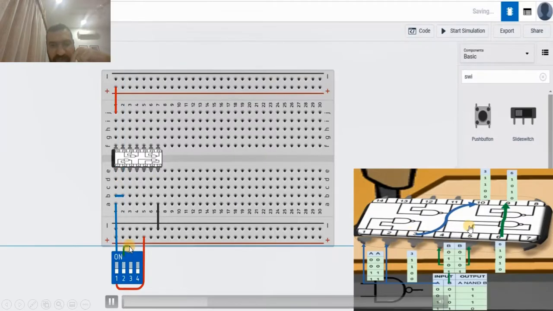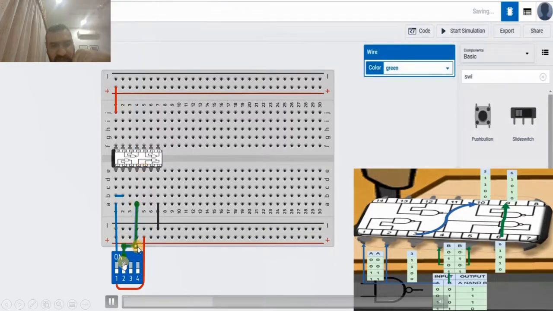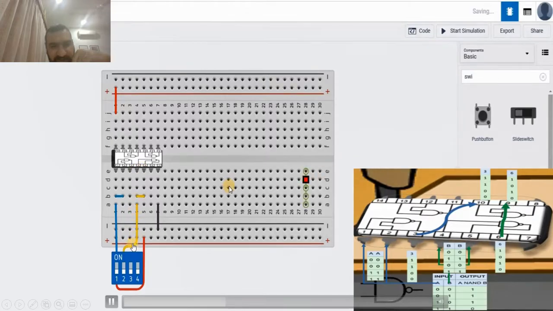Now we will go to the second NAND gate, which is here. Second NAND gate inputs are 4 and 5 pins. Now we are taking B, or second input, to 4, making it in a different color. And then we need to short this wire, which is providing input to pin number 4, with 5, so that 4 and 5 are supplied with the second input. Pin number 6 will give us the output of the second NAND gate.